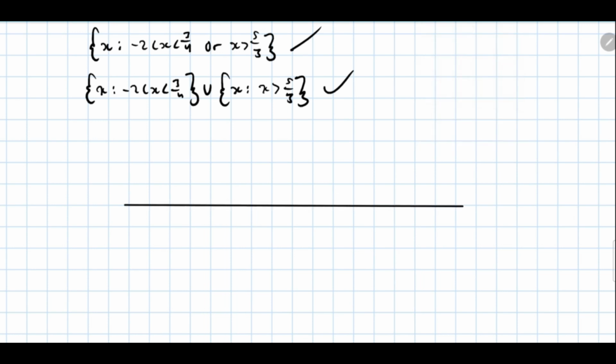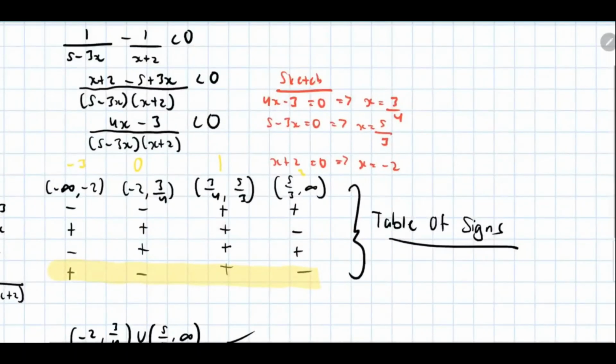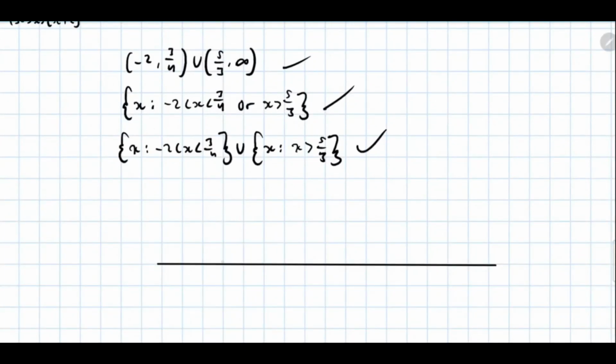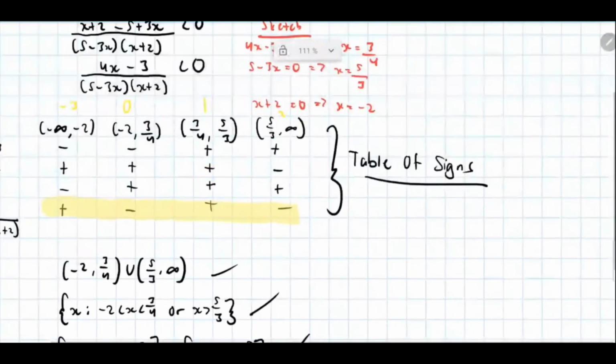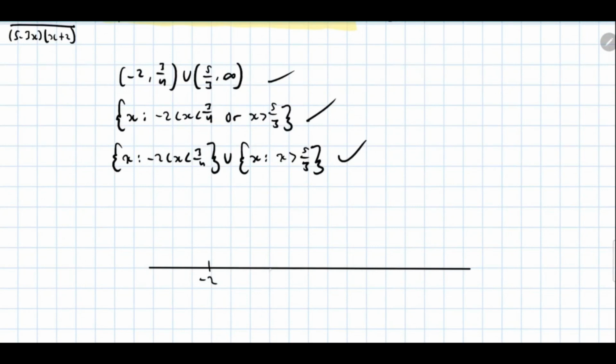And so the first one is, by referring back to our sketch, we plot on our line the values of x. So it'd be negative 2, 3/4, 5/3. So here we'll start with negative 2, 5/3, and 3/4.